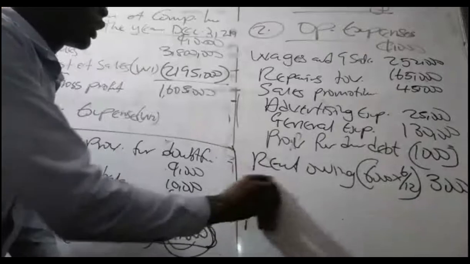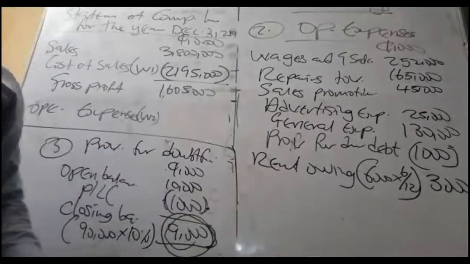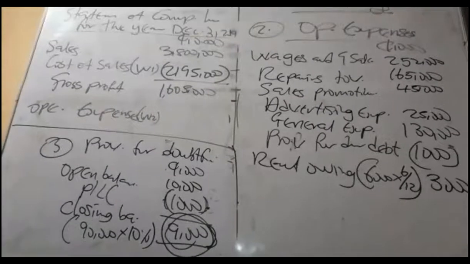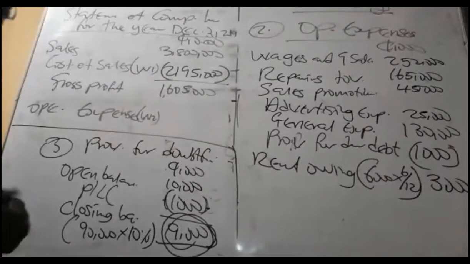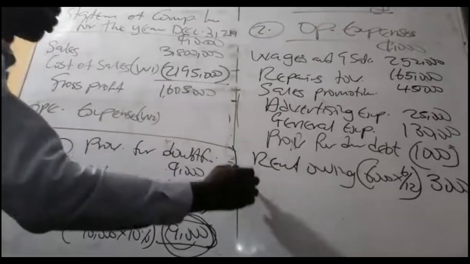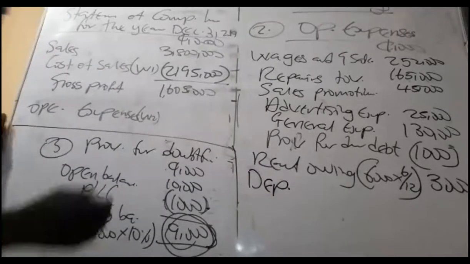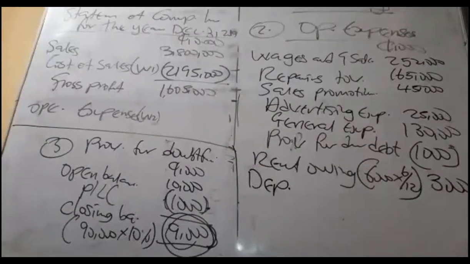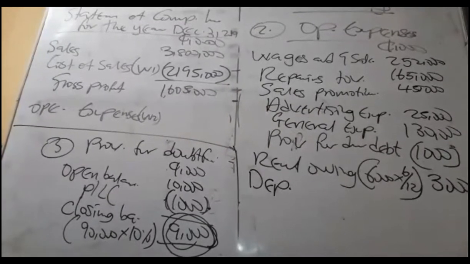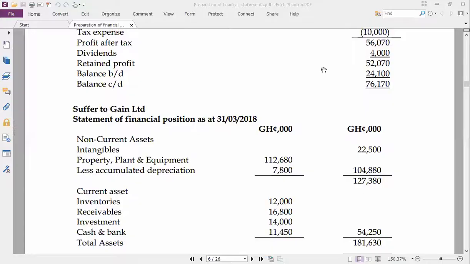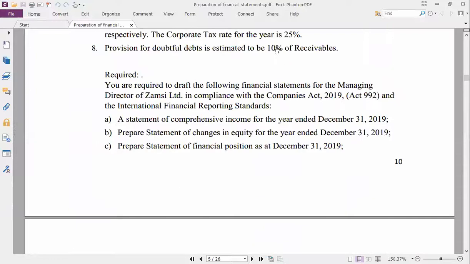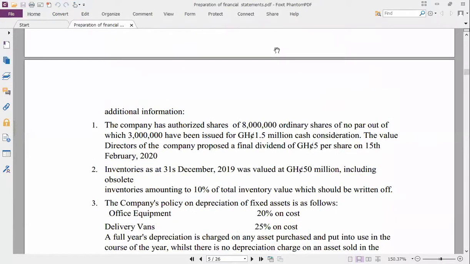Then what again do we need? Depreciation. If they don't tell you where to charge depreciation, we've said it already that it must go to operating expenses. So let's start depreciation. Write a depreciation like this. Then go to the question and record the asset to be depreciated. Sometimes not all the assets will be depreciated. So let's go to the question and pick the asset that will be depreciated.